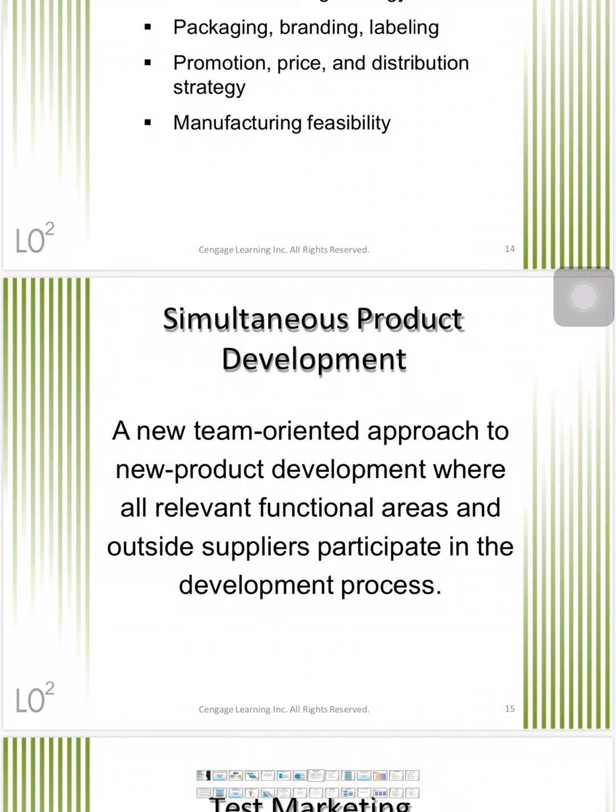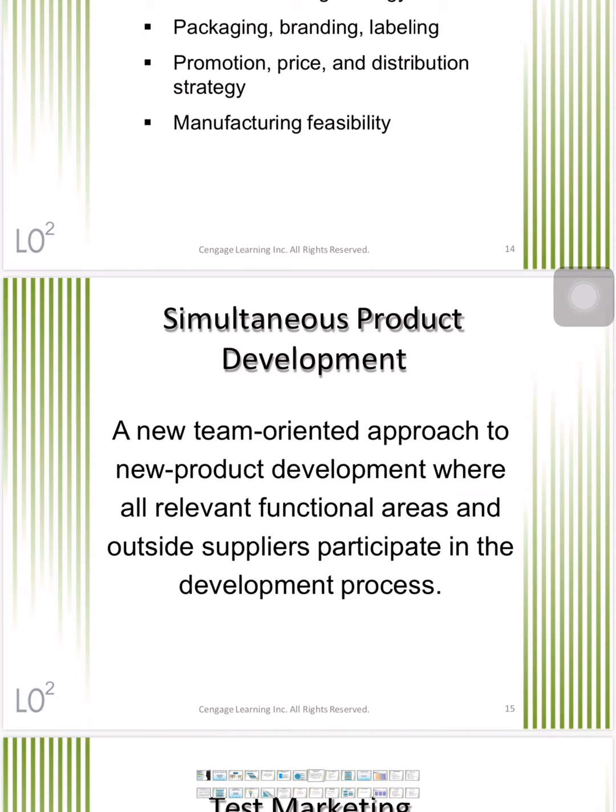Simultaneous product development, which is the new team approach. It means the team-oriented approach to new product development, where relevant functional areas and outside suppliers participate in the development process. As I said just now, all the functional departments have to work together to come up with these new product developments. Simultaneous means that the external parties also have to participate in product development.